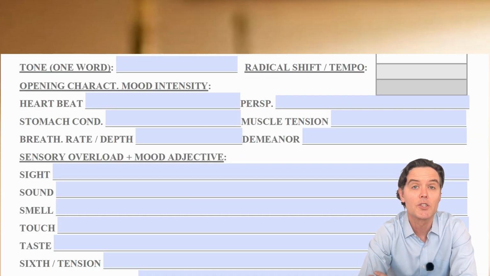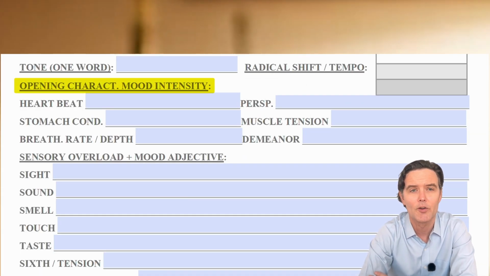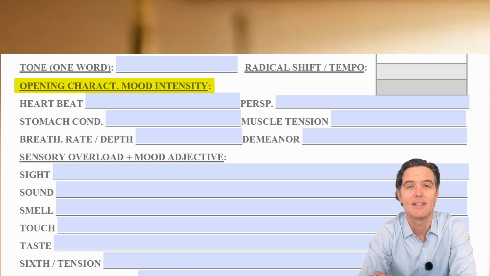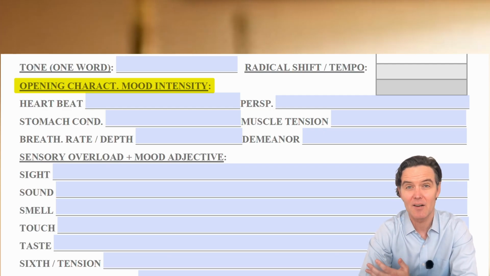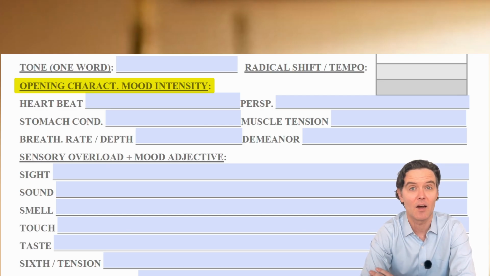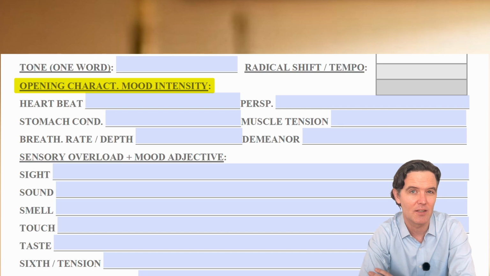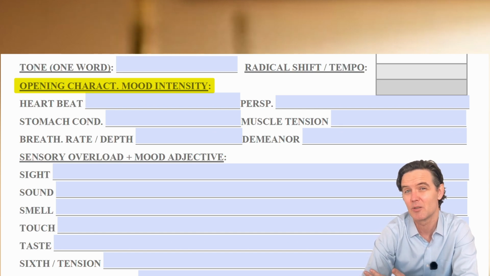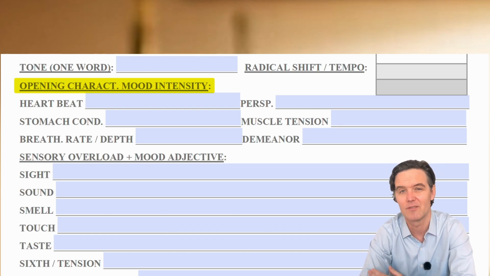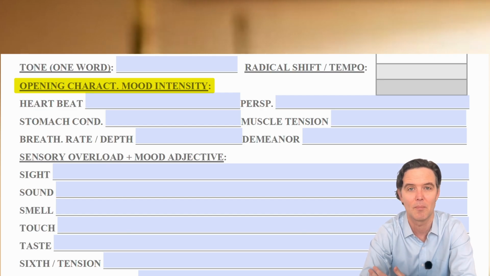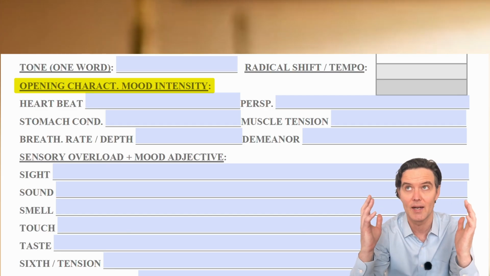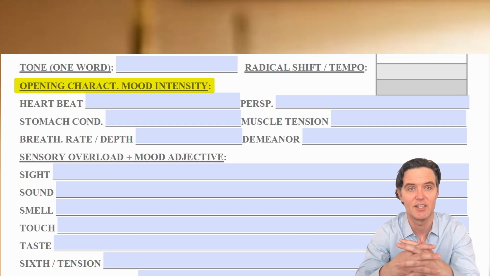The next section also comes from Hodges. It's called Opening Character Mood Intensity. It is for describing the state of your character at the beginning of your scene. And we do this actually physiologically, because that's how we kind of experience emotions too, feelings in our gut, feelings in our chest and our arms and our body. It doesn't get quite that specific, but it'll just prime you a little bit to know, hey, where is my character at physically in this scene?